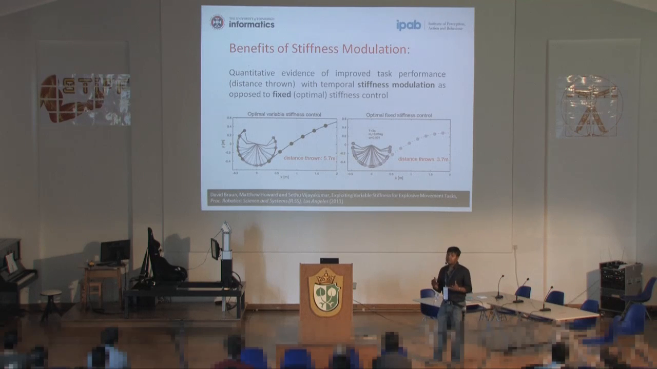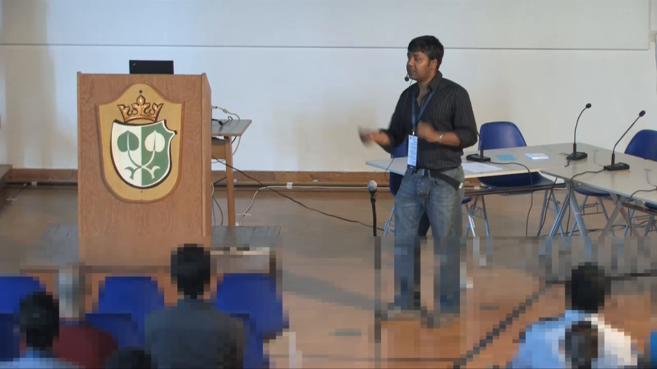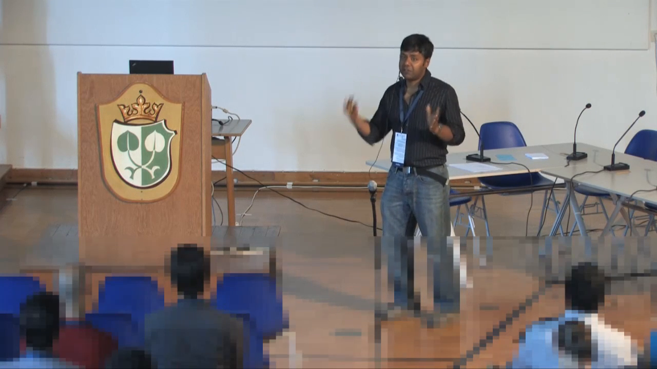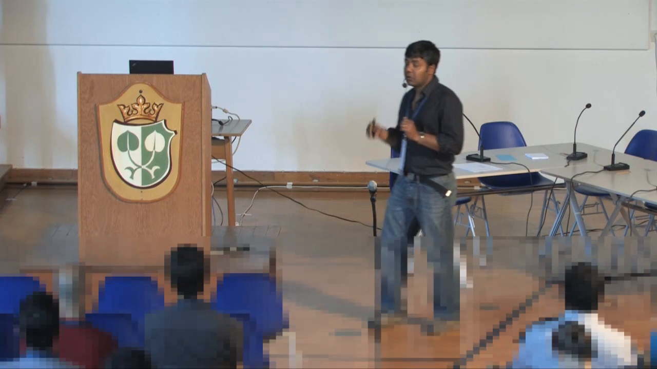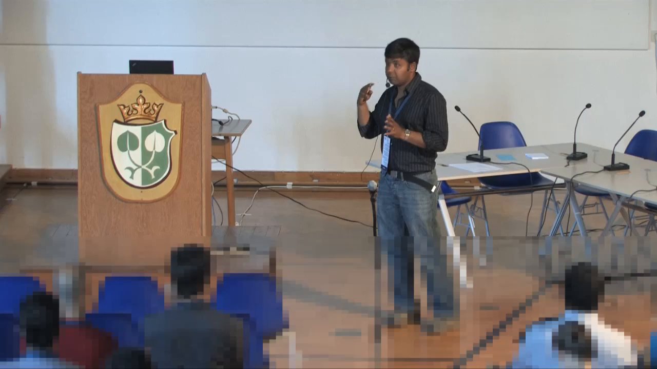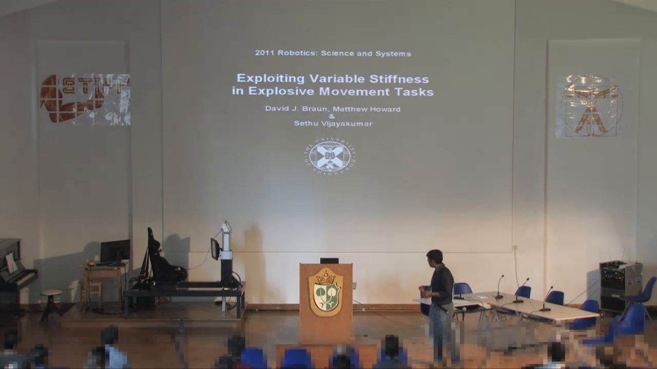The nice thing that we learned from this work was that, for the first time, we could quantitatively show the benefits of stiffness modulation. We looked at task distance with an optimal fixed stiffness. When I say fixed stiffness, it doesn't mean the stiffness doesn't vary. What I mean is the motor which controls the stiffness is constant, it doesn't move. So you optimize that, and then you allow the optimal modulation of the stiffness. Then we compared the results, and we got clear advantages when this was presented at RSS.